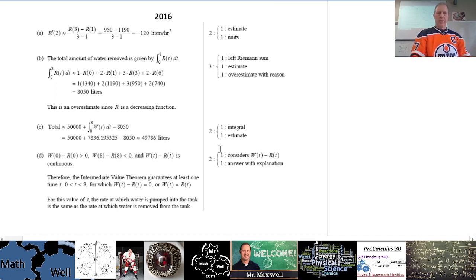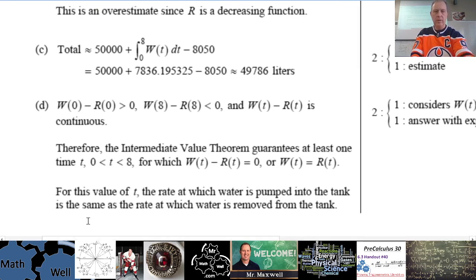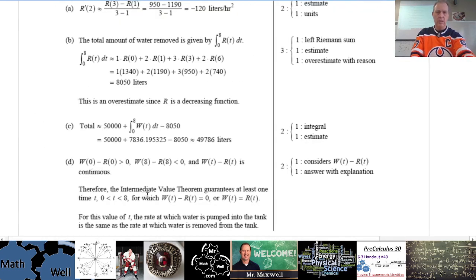Okay. All right. So let's take a look at D, and I'll just clip this answer here right now, so we can just look at the answer and go through this. Points, by the way, 1 for the integral, 1 for the estimate.